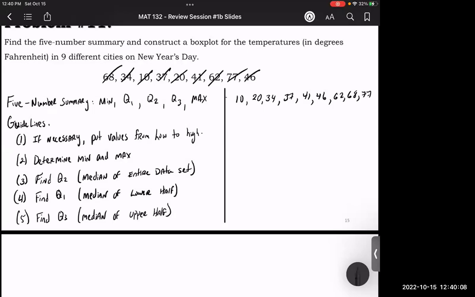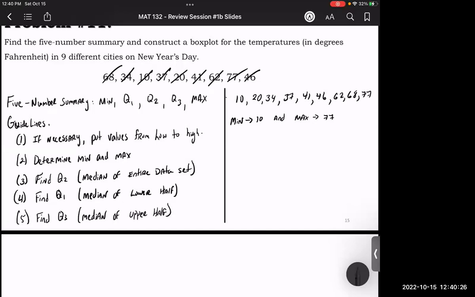Okay, so you can go ahead and find your min and max, right? The min would be what value? 10. The maximum? 77. Okay, so we have our min and max.